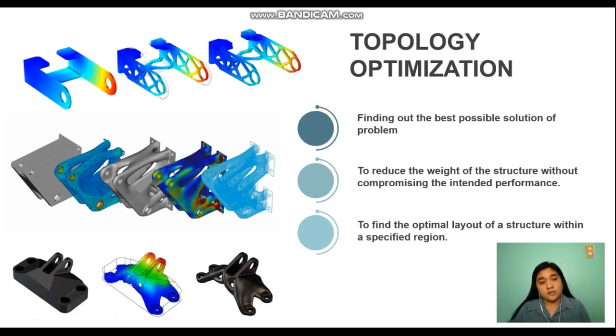So let's say in here, this is the original structure. Then by adding the load or constraints to the part of the structure, it will give you results of the structure being optimized. As you can see here, by lessening the faces of the structure, it can help to reduce the weight, but it can still perform as well, since topology optimization is purposed to find the optimal layout for a structure within a specified region.